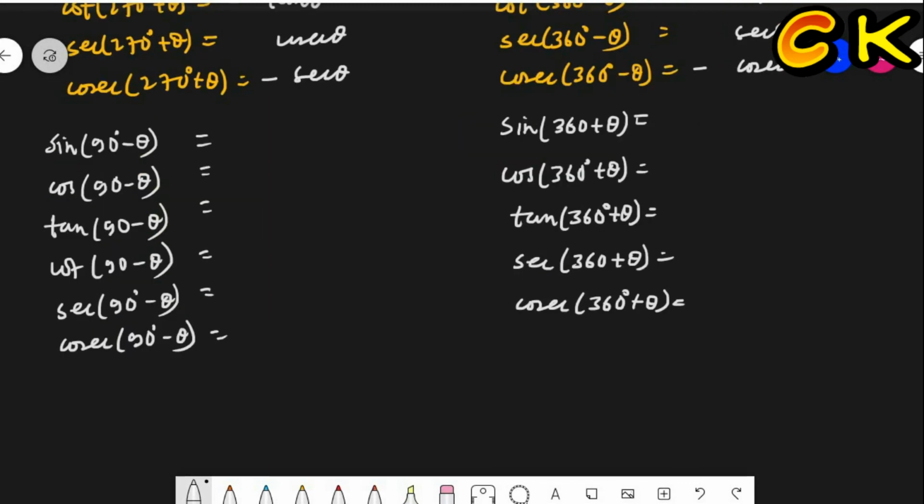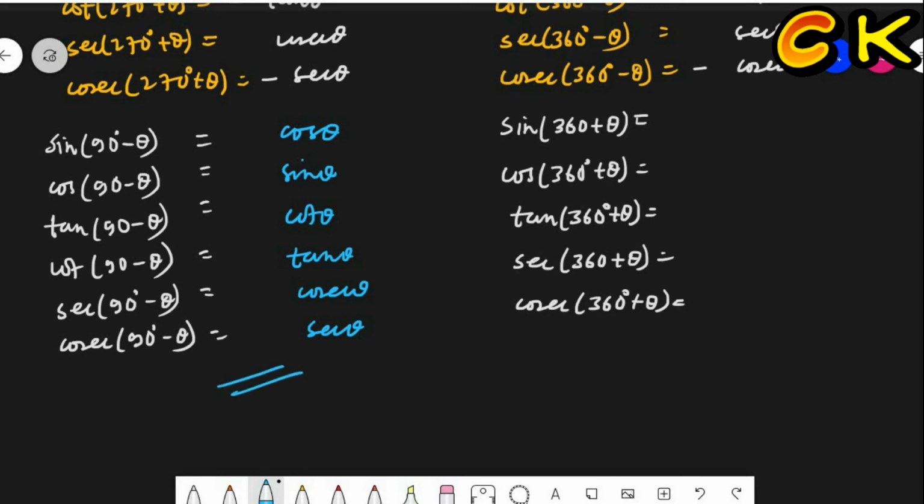Now let's go to the next formula, that is the formula of 90 degree minus theta. Since 90 degree is an odd multiple of 90 degree, sine will change to cos, cos will change to sine, tan will change to cot, cot will change to tan, sec will change to cosec, cosec will change to sec. Now 90 degree minus theta means first quadrant, so in the first quadrant everything is positive. So this is the answer.